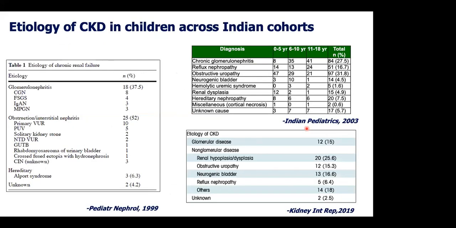If you look at the etiology of chronic kidney disease in children across Indian cohorts, I have shared three snapshots. Here also you can see that mostly it is non-glomerular causes which are more common in children. This is one study from a northern part of India. This was from our center in 2003, which was published. And this is from southern part of India, recently published. And here also you can see the non-glomerular causes, that is mostly obstructive uropathy or hypoplasia, dysplasia, account for the maximum causes of chronic kidney disease.